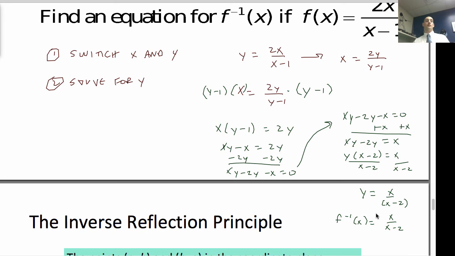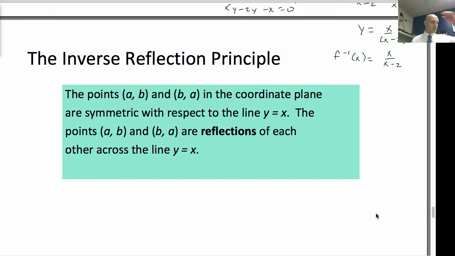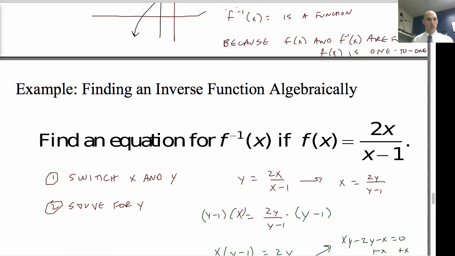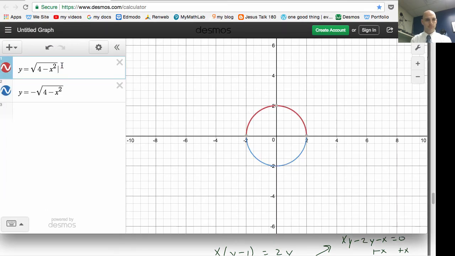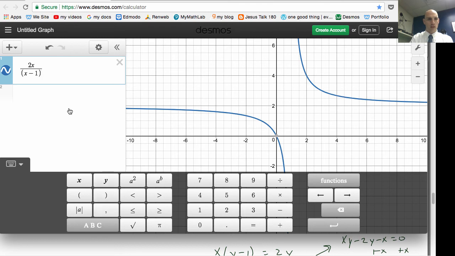Okay? So how do I know if I'm right? This is the really cool part about this. I know if I'm right because they will be reflections across the line y equals x. So if I graph f of x and f inverse of x, they should be reflections. So let's say I graph 2x over x minus 1. I'm going to go here. So I'm going to have 2x divided by x minus 1. And then I'm going to graph, what was my other one? Let's see here.